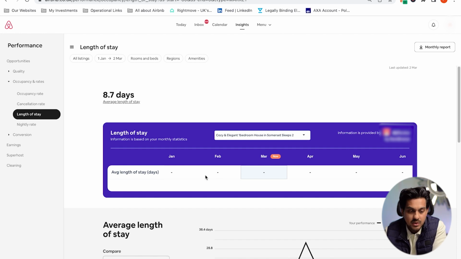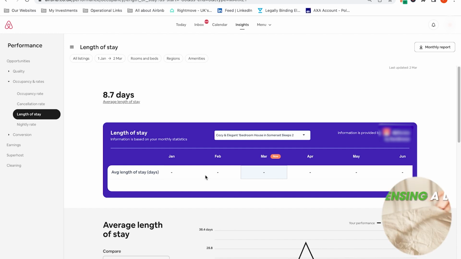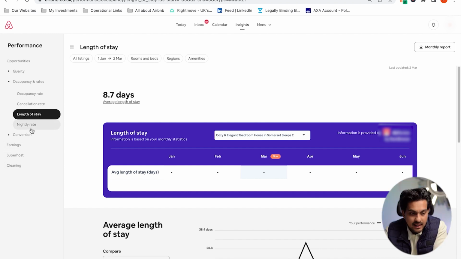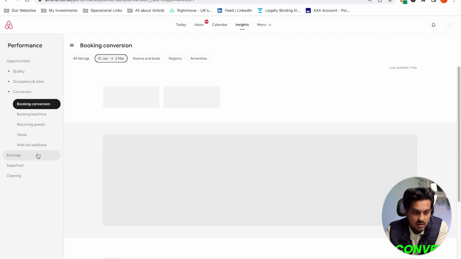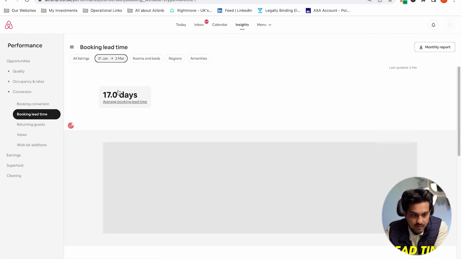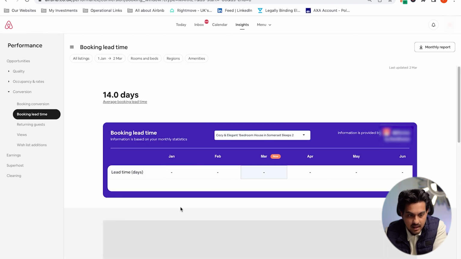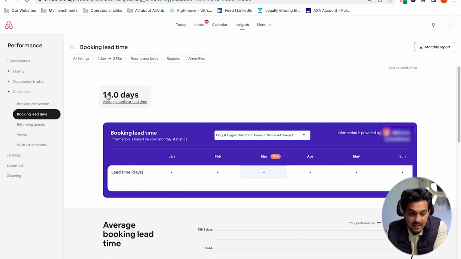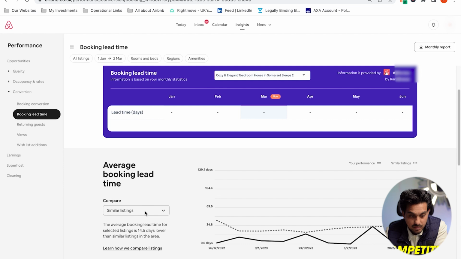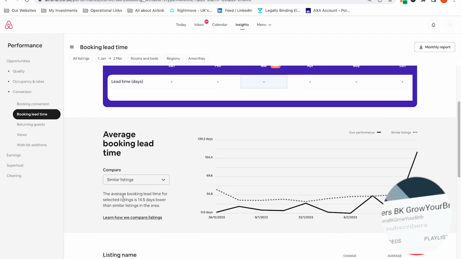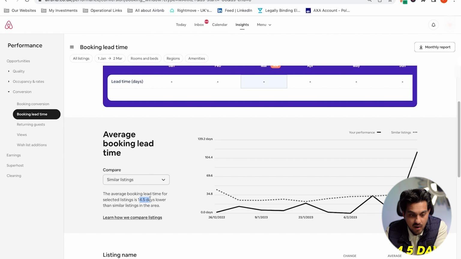What that says to me is, yes, they've got more management problems, and yes, they are spending a lot on the housekeeping team. The next thing I'll look at is Conversion and then Booking Lead Time. Exactly the same thing: you want to go 1st of January till date, and their booking lead time is 14 days only. I want to compare it with the competition. The average booking lead time for the selected listing is 14.5 days lower than similar listings in the area.